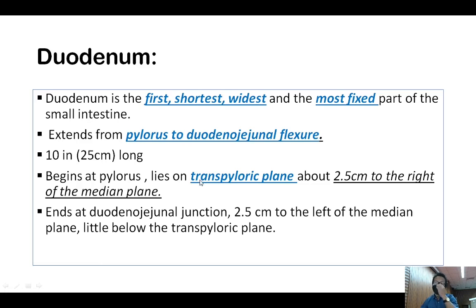Duodenum itself is 25 centimeter in length or 10 inches. Okay, 25 centimeter or 10 inches. Now it begins at pylorus. Now this is the location. Okay, this is the location of the duodenum. It begins at pylorus, and where does it lie? It lies on the transpyloric plane. Anyway, do you know what is transpyloric plane?